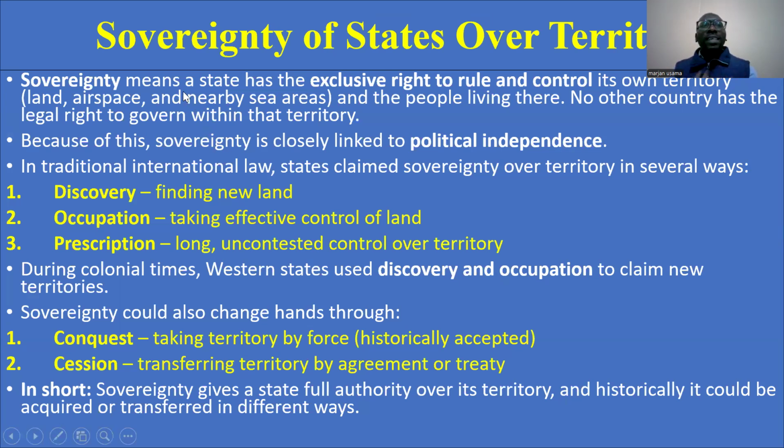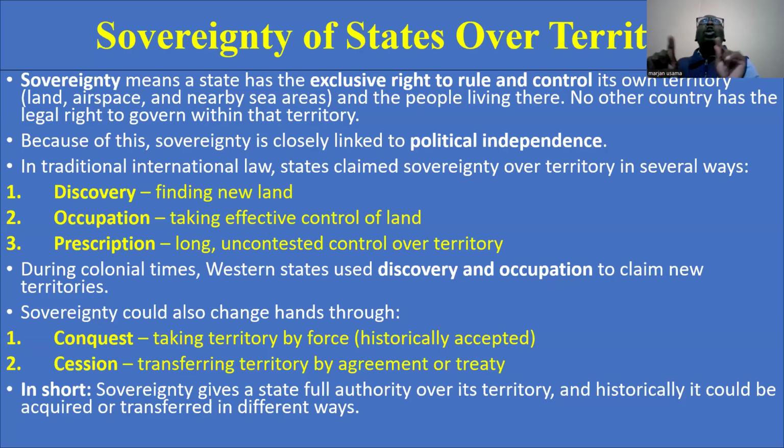So sovereignty means a state has the exclusive right to rule and control its own territory. That is the land, the airspace, and nearby sea areas, and the people living there. If you cannot control some people, some regions in your country, then there is no sovereignty there.